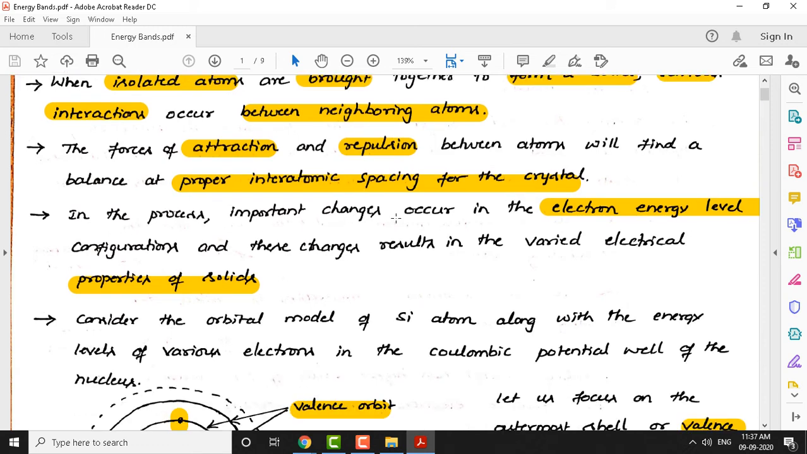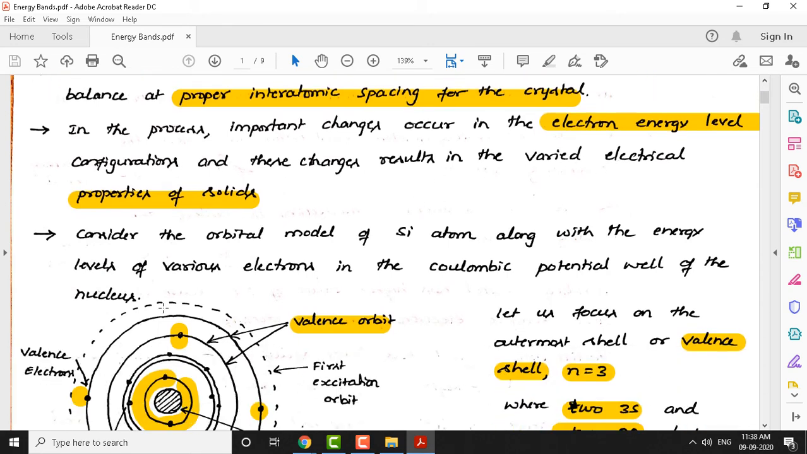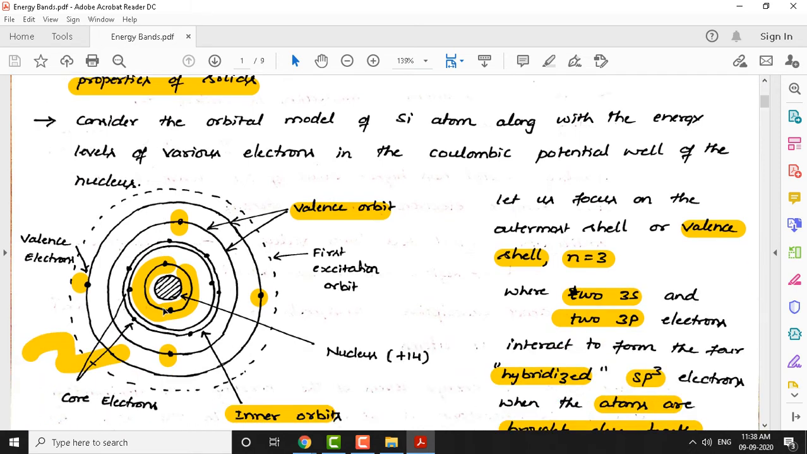In the process, important changes occur in the electron energy level configurations, and these changes result in varied electrical properties of the solids. Now let us consider the orbital model of silicon, which you are seeing here. This model is also called Bohr's model. Bohr developed his own model giving an explanation of what the orbital energy in an atom looks like. It is almost like a planetary system or solar system, along with the energy levels of various electrons in the Coulombic potential well of the nucleus.